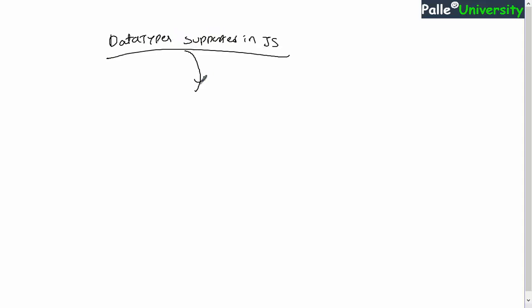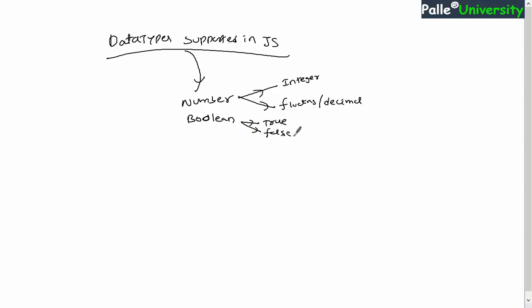Usually in JavaScript, remember, the number data type is supported. Using the number data type, you can store plain numbers or integer values. Even you can store floating point numbers or decimal values. Floating point numbers means decimal values only. Next, JavaScript supports the Boolean data type. Using this Boolean data type, we can store either true or false.